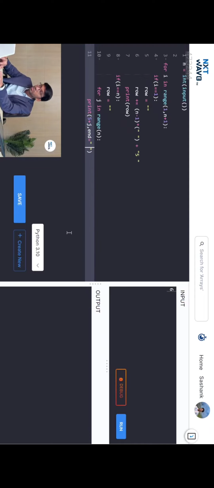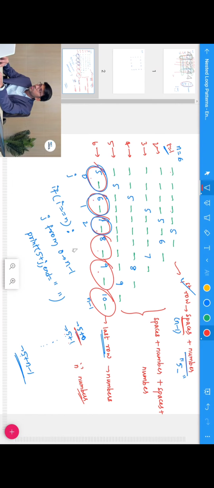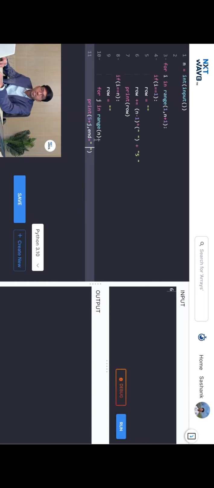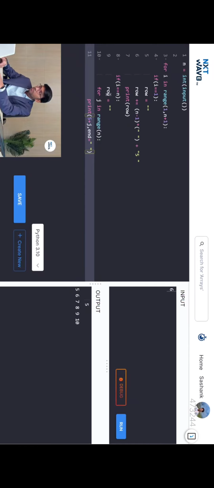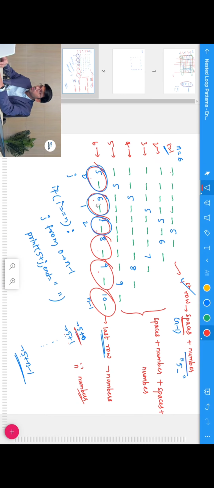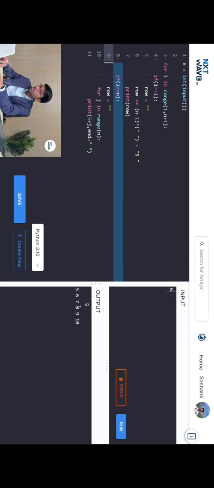So this will make sure that first 5 plus 0, 5 is printed and then a space. Next, 5 plus 1 is printed, 6 and a space, 7 and a space, etc. Finally, when j is n minus 1, that means when j is 5, 5 plus 5, 10 is printed. Let me just see if I'm getting the correct output for first row and last row. When i equal to 1, this is printed, which is nothing but this part, the first row: some spaces followed by 5. When i equal to n, this part should be printed: 5 space, 6 space, 7 space, 8 space, 9 space, 10 space. So I'm getting it correctly.